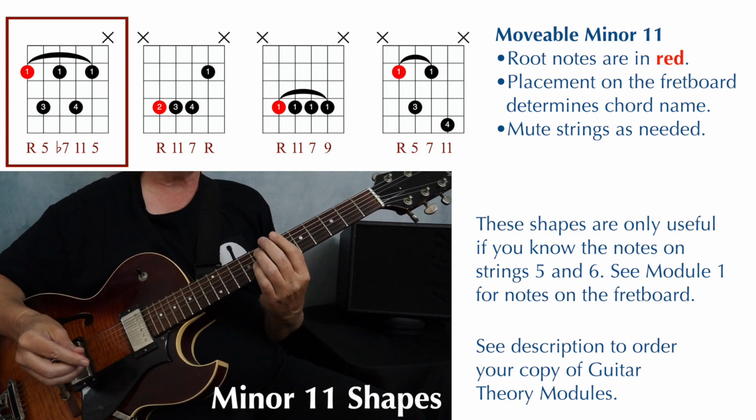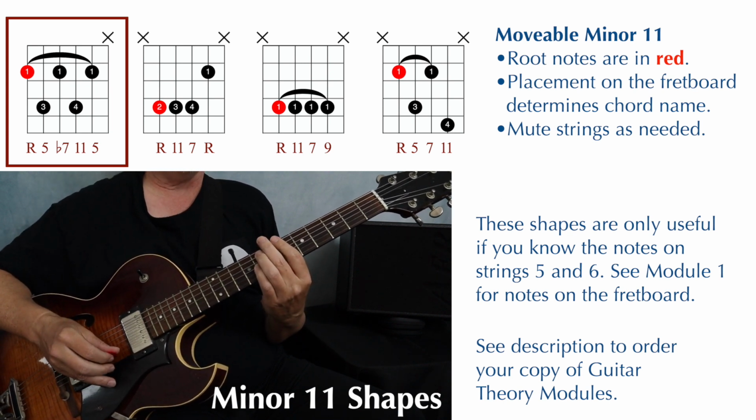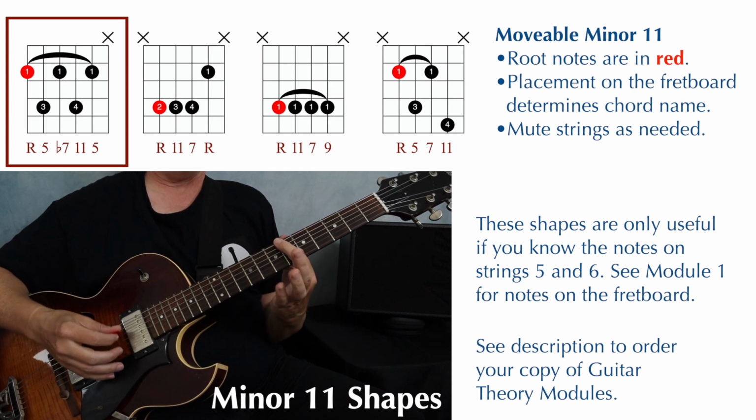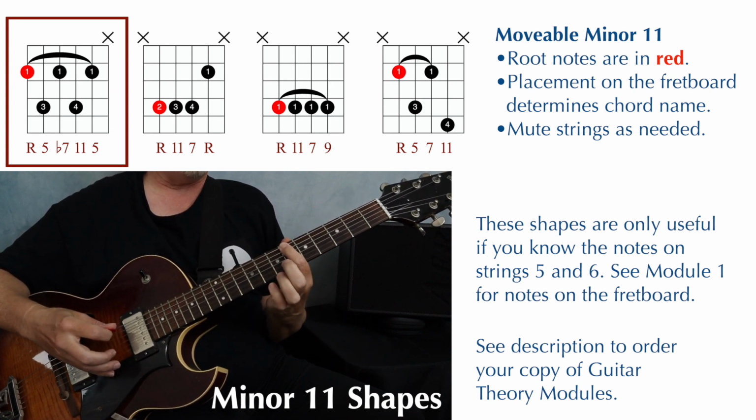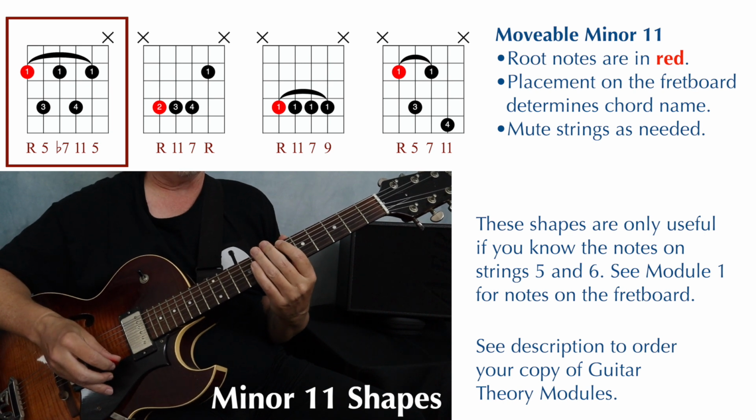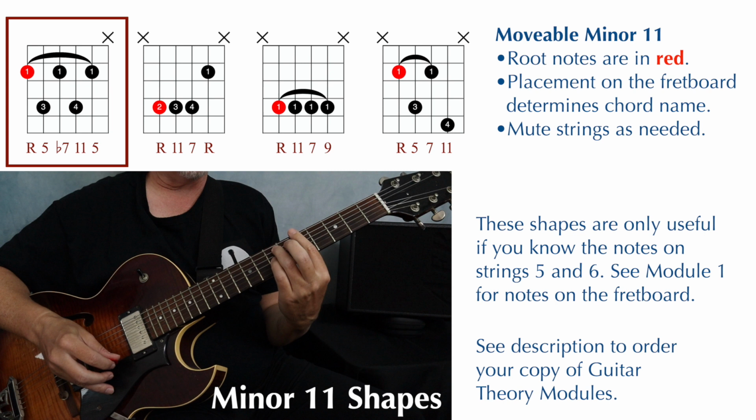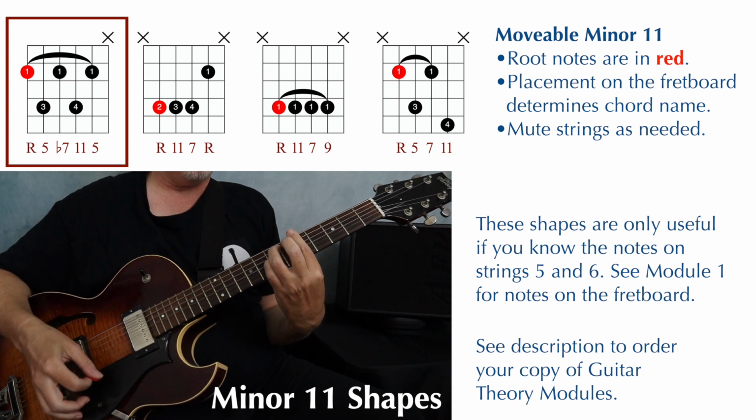This is a movable chord shape because there are no open strings. This happens to be a B flat minor 11 that I'm playing because I'm placing the root of the shape on the B flat, string 6, fret 6. If I move it down a fret, so now my root is on the A on the 5th fret, now it's an A minor 11.